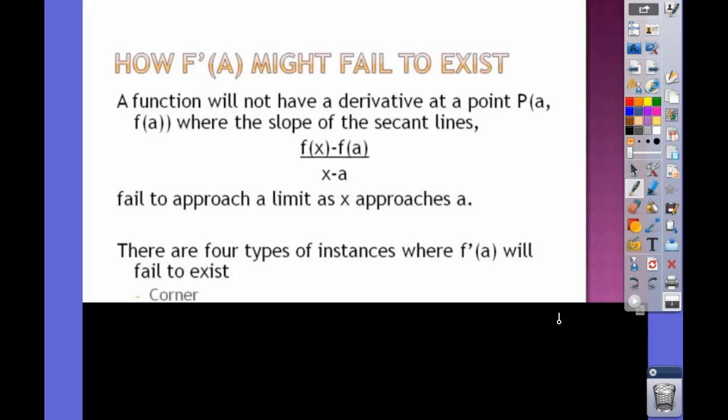Anybody know what type of graph would have a corner? Square. No. Square isn't a graph, it's a shape. Yes. Absolute value. Exactly. So you're making it with your hands. He's saying the words a V.